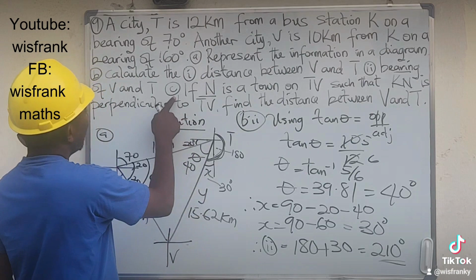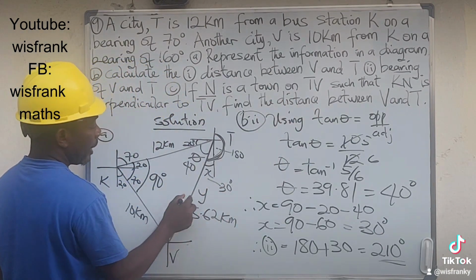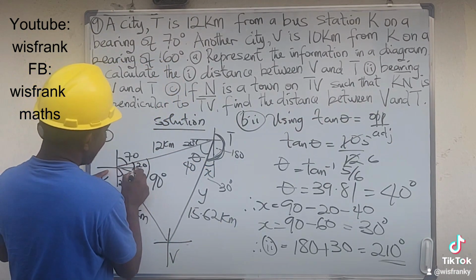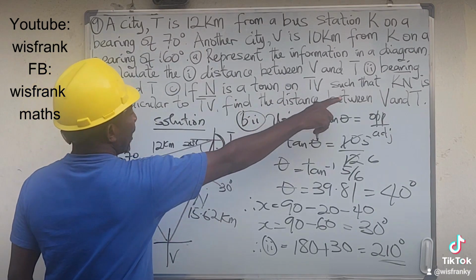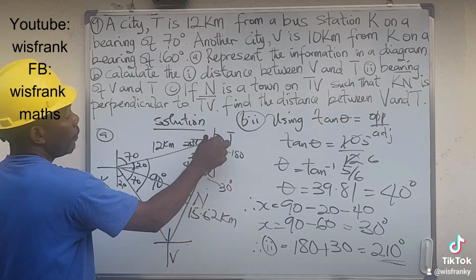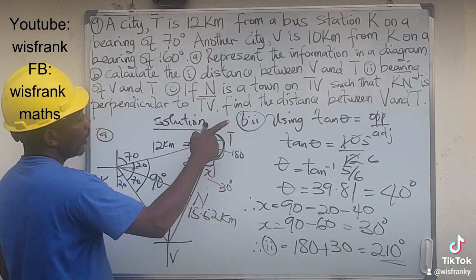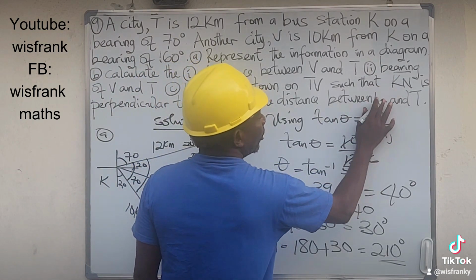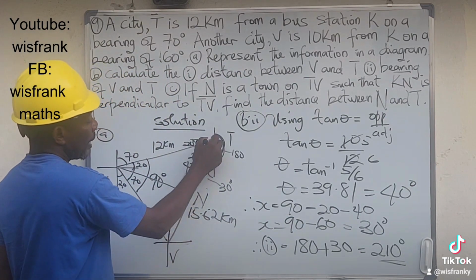So the next one now says, if N is a town on TV, this is TV, N should be a town such that KN, that means this line is supposed to be drawn like this. This is N. This place is town N, such that KN is perpendicular to TV. That means this is 90 degrees, perpendicular to TV. Find the distance between N and T. So this is the distance that we are going to find.